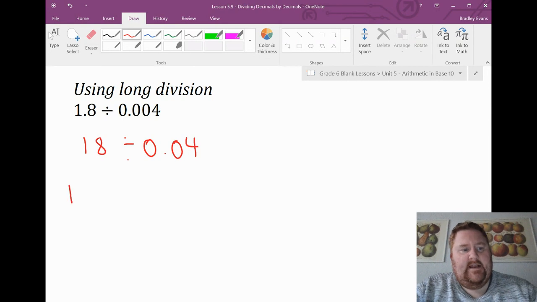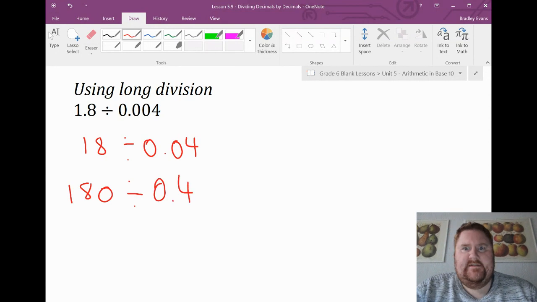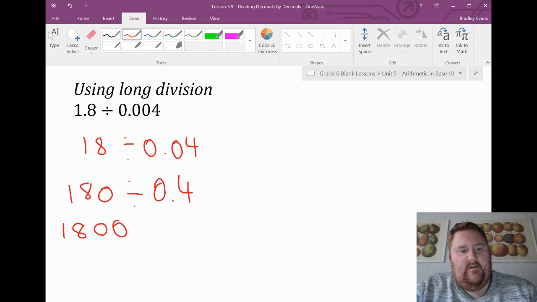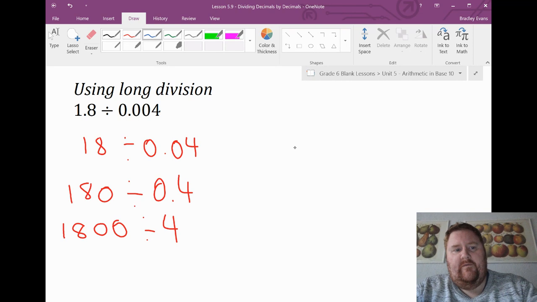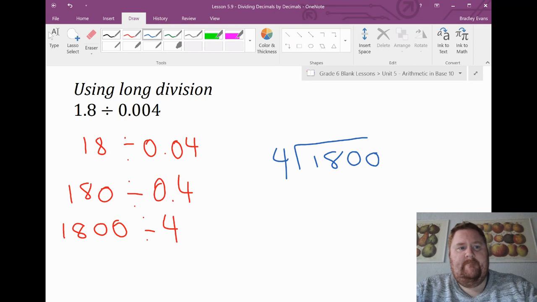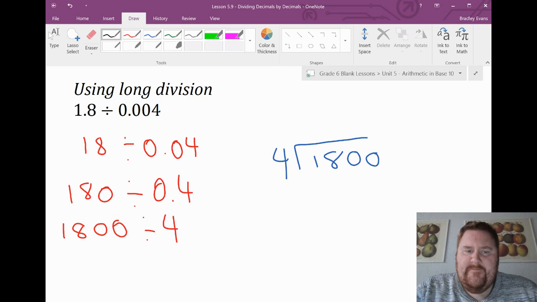Multiply by 10 again. 180 divided by 0.4. Almost there. Multiply by 10 again. 1,800 divided by 4. There's my equivalent expression that I can use to solve this problem. 1,800 divided by 4. Pause and try to solve.